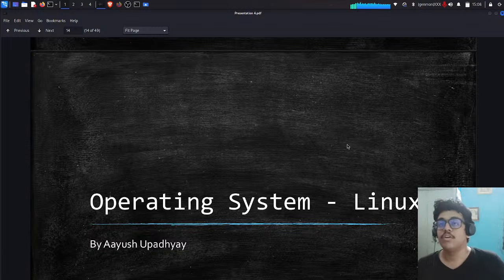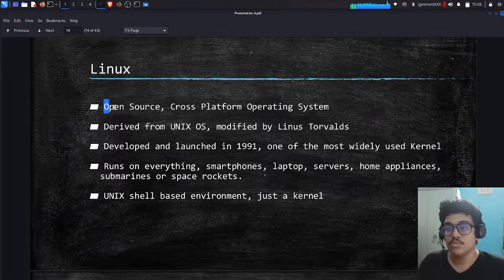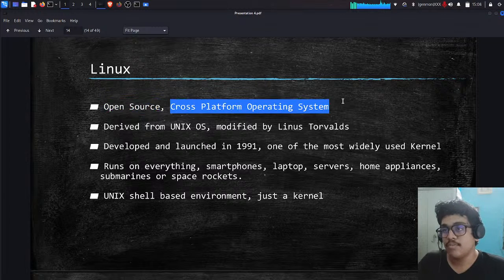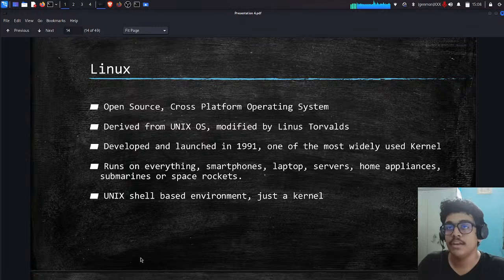All right, let's move to Linux. Linux is open source. Open source means it is freely available to everyone. It is a cross-platform operating system, available on different kinds of platforms. You can download it from anywhere.